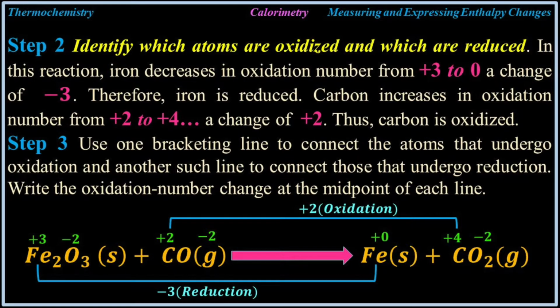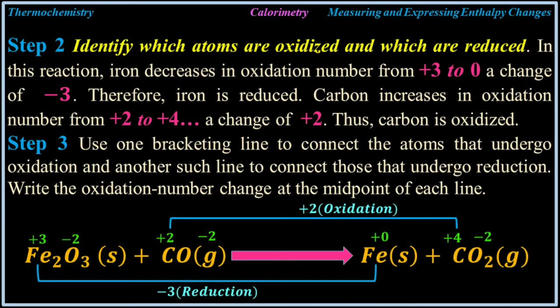Step 2, identify which atoms are oxidized and which are reduced. In this reaction, iron decreases in oxidation number from +3 to 0, a change of -3. Therefore, iron is reduced. Carbon increases its oxidation number from +2 to +4, a change of +2. Thus, carbon is oxidized.